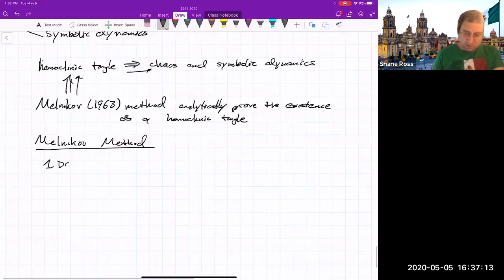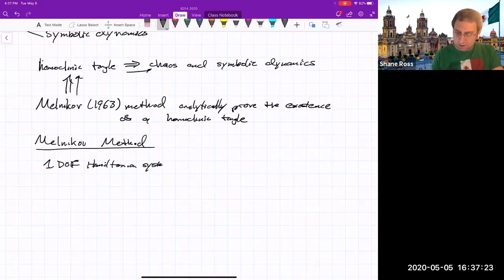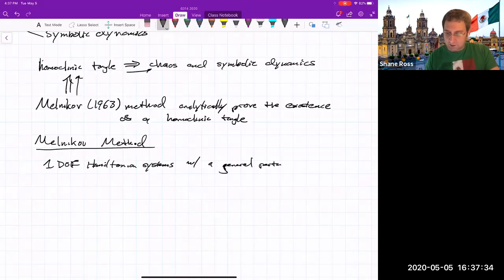It deals with 1 degree of freedom Hamiltonian systems. Well, I'll discuss it with 1 degree of freedom Hamiltonian systems, but I think people have done n degree of freedom generalizations. So a Hamiltonian system with a general perturbation, meaning the perturbation isn't necessarily Hamiltonian. It could be, meaning it could be dissipative.